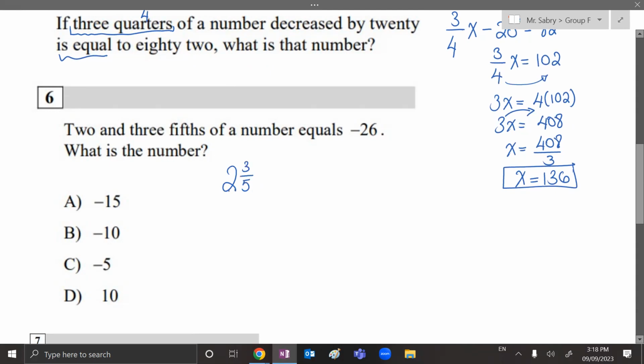Yes, so this is a mixed number, 2 and 3 over 5. Just do 5 times 2 plus 3. Exactly. But let's work it out as if we have a calculator. 2 and 3 over 5 of a number, 2 and 3 over 5x equals negative 26.